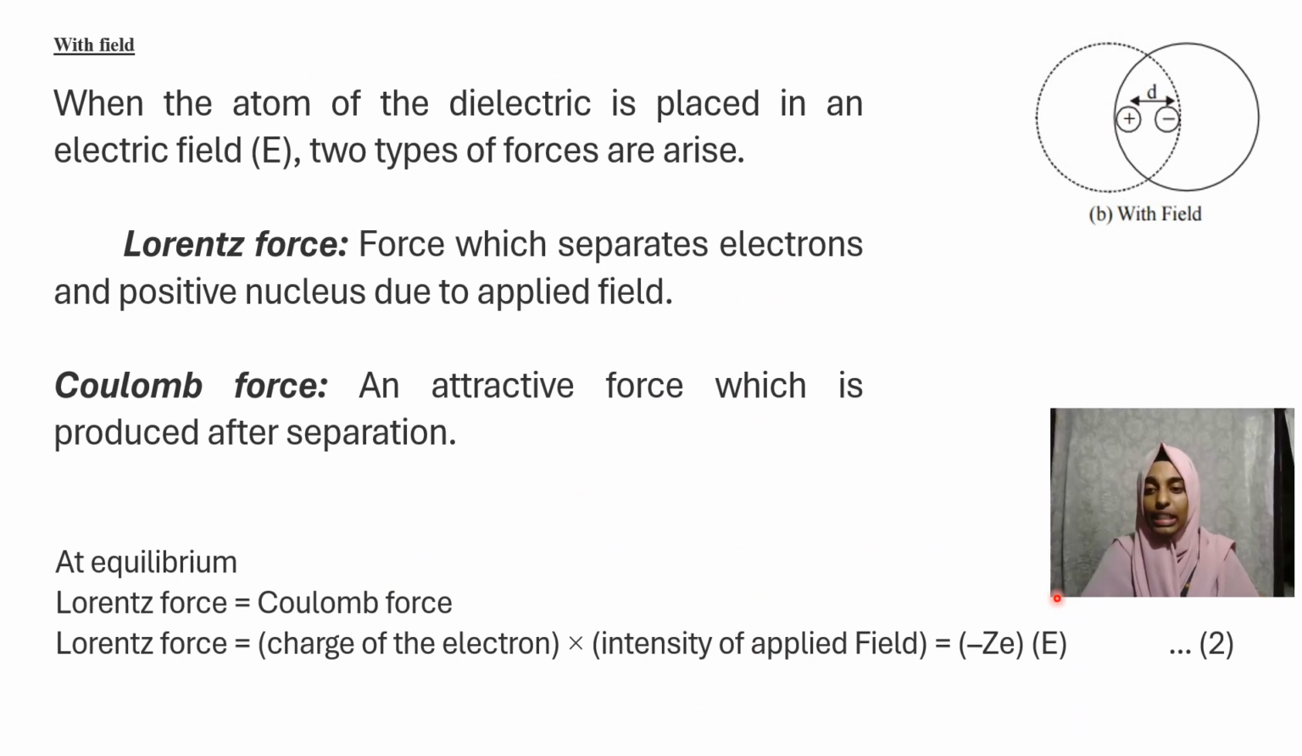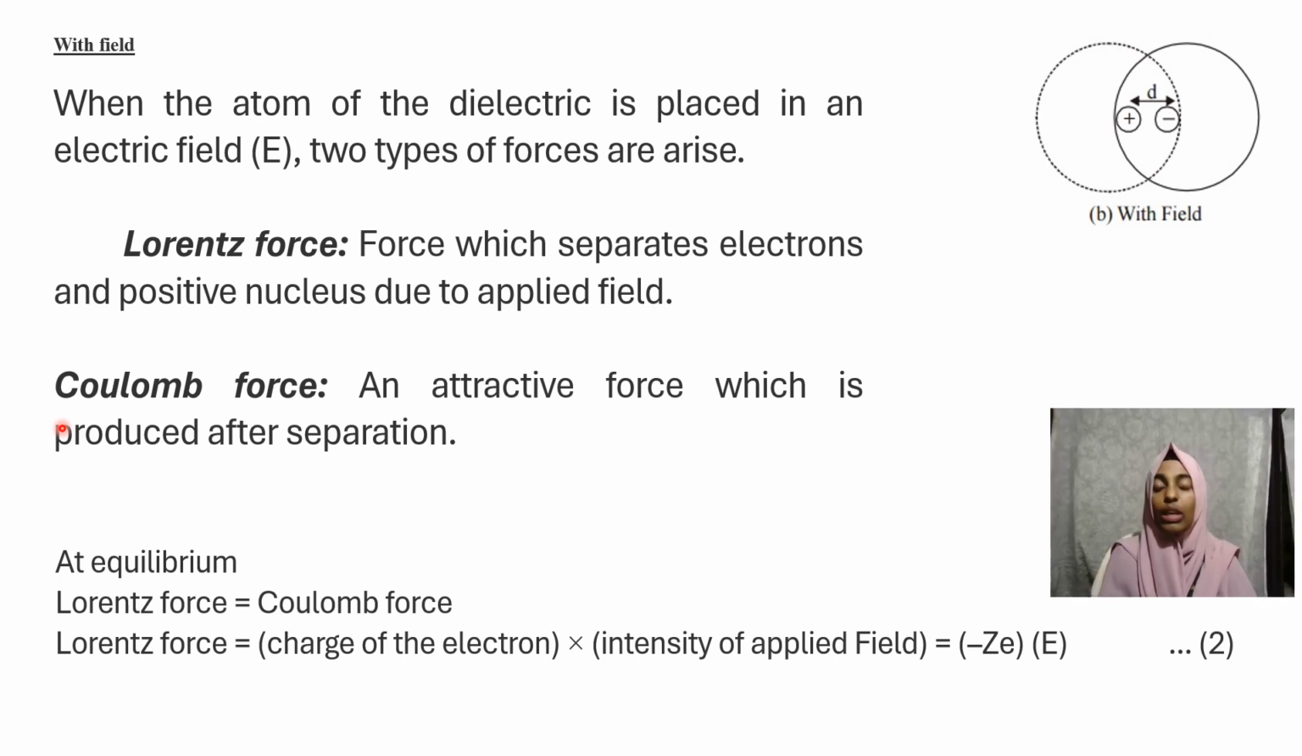Now, when the external electric field is applied, what happens? Let us see. When an atom of a dielectric is placed in an electric field E, two types of forces arise. The first one is the Lorentz force and the second is the Coulomb force. The Lorentz force separates electrons and the positive nucleus due to the applied field. The Coulomb force is an attractive force which is produced after separation. At equilibrium, both the Lorentz force and the Coulomb force are equal to one another.